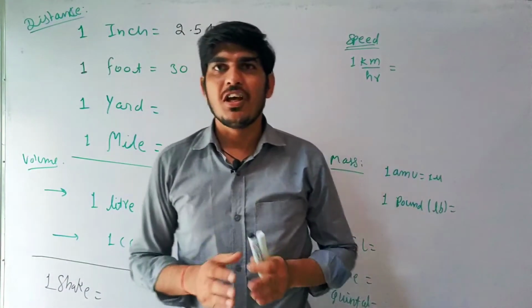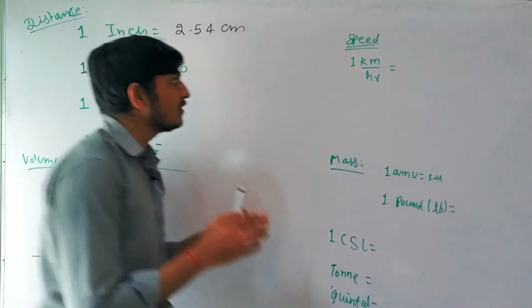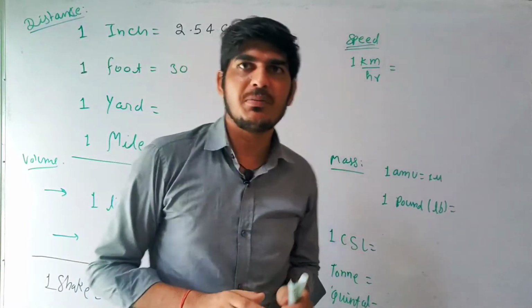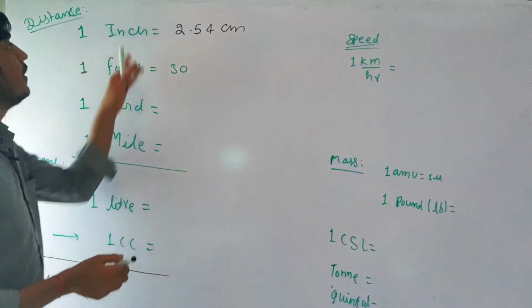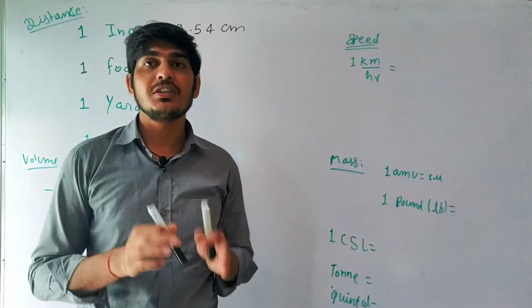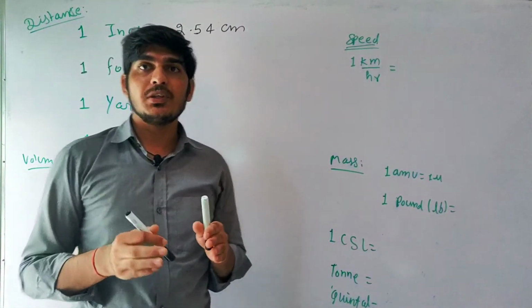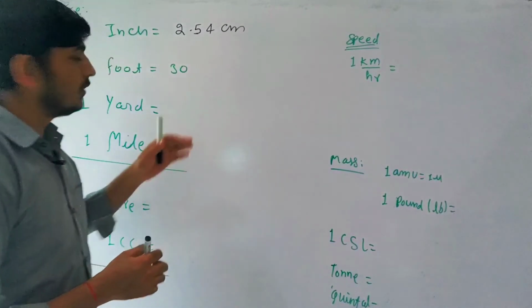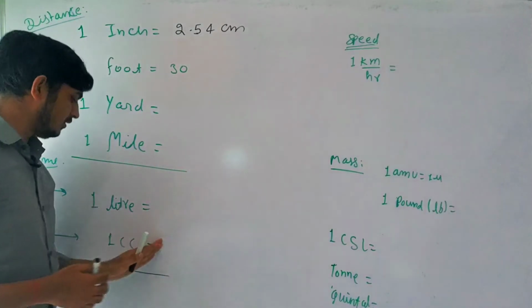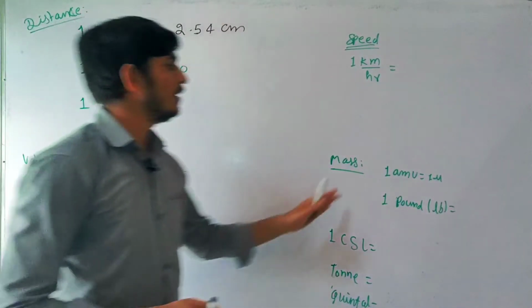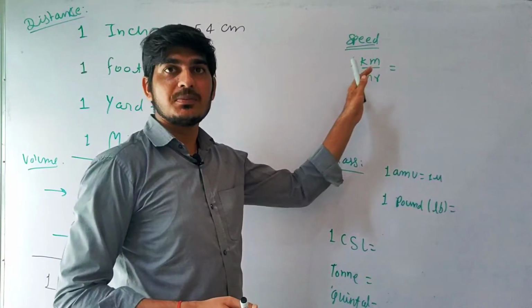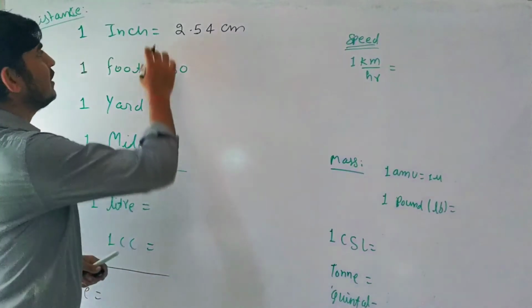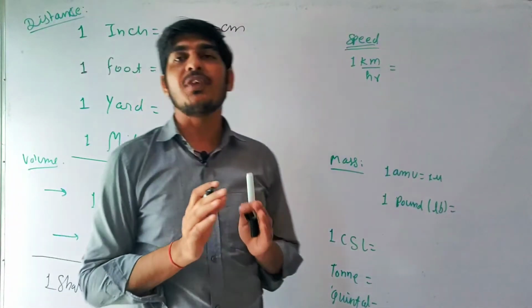Yes, dear student. Now we are going to discuss about some conversion units, and they are very important for the purpose of numerical. You can say 1 inch. Do you know what is the 1 inch? Inch is also a practical unit of distance. These are the practical units of the different quantities: this is for distance, this is volume, this is for time, mass and speed. So ready? Now dear student, 1 inch is equal to 2.54 centimeter.